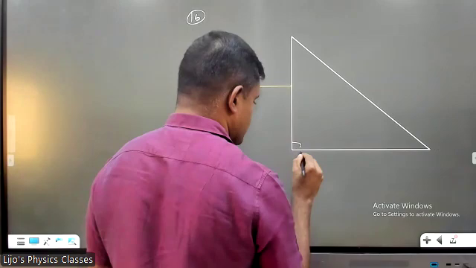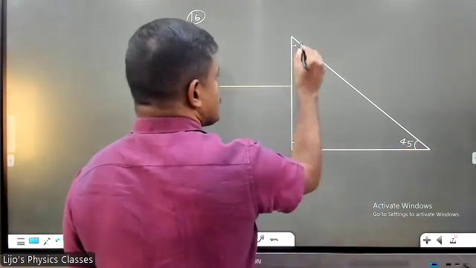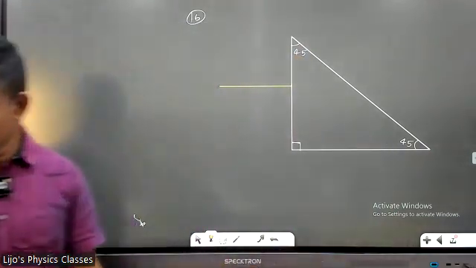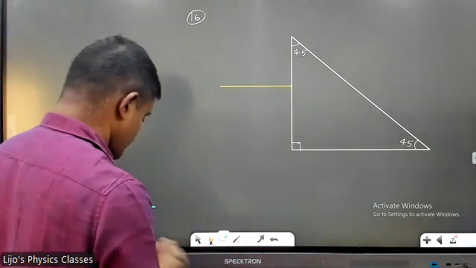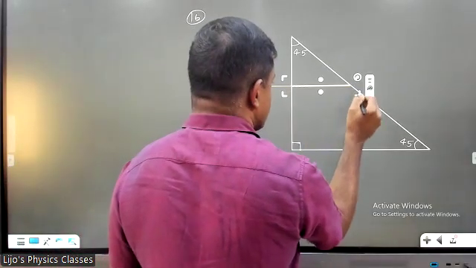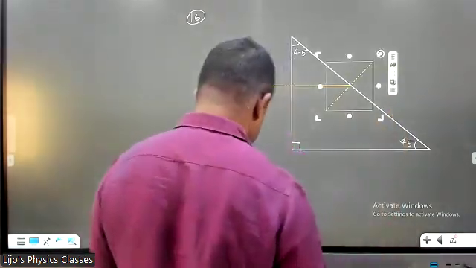Angles, let's mark the angles. This is 90 degree. This is 45. This is also 45. What would happen to the ray? The ray will go straight and hit the second surface, okay? All are done by the same method.